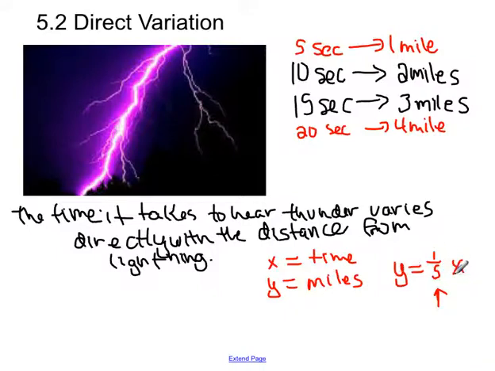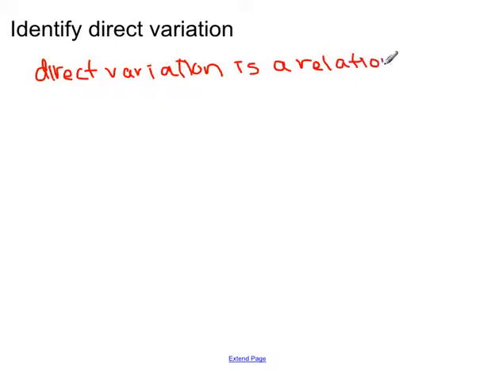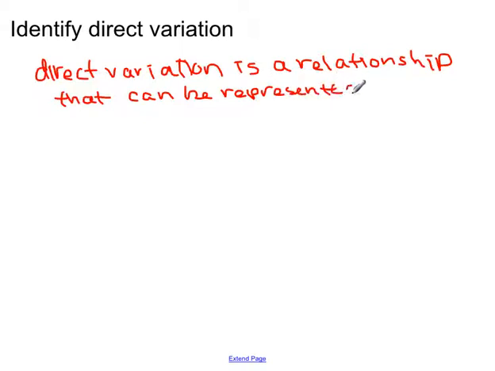As we move onto the next slide, I want to talk about how you identify if something is a direct variation or not. So let's define what direct variation is. A direct variation is a relationship that can be represented by the function y equals k times x, the more common way to write it. So y equals k times x, period.